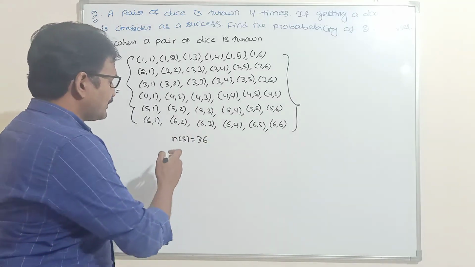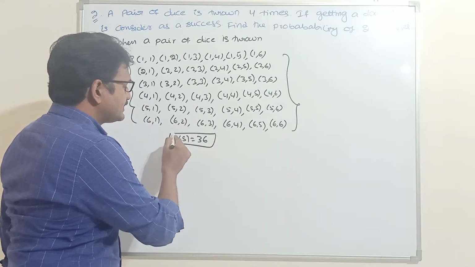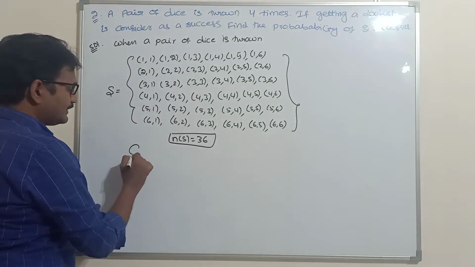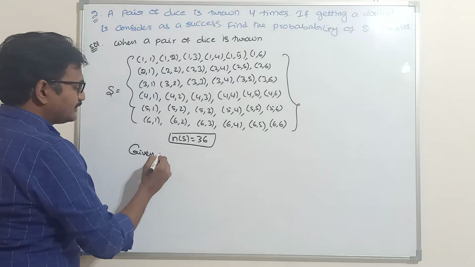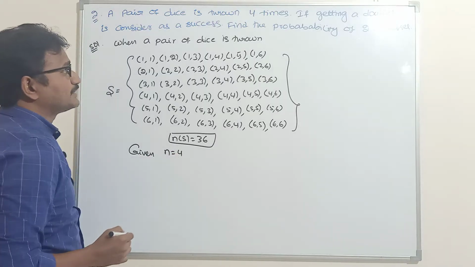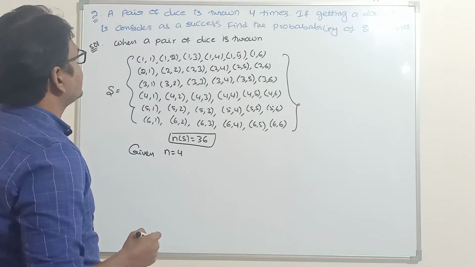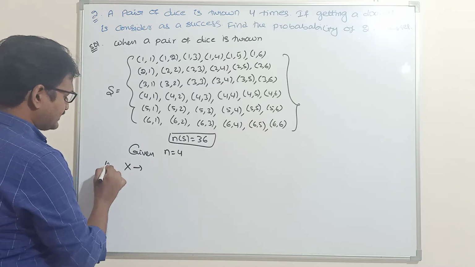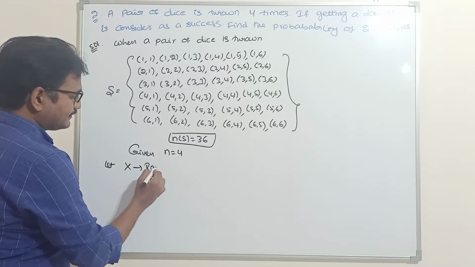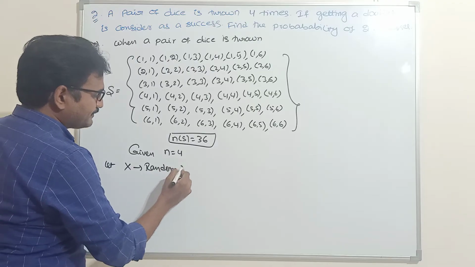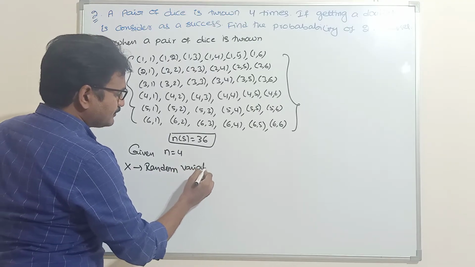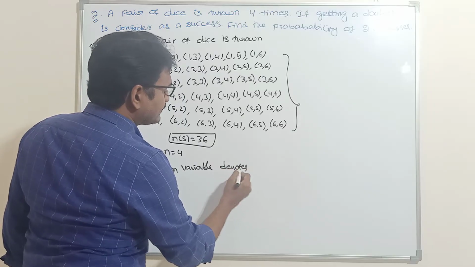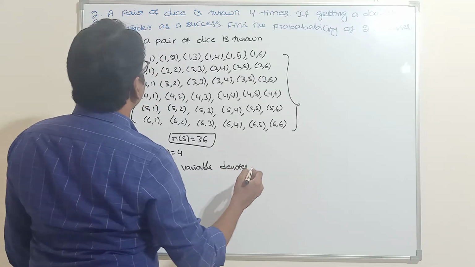Total number of sample points, how many will come? 36. So how many times are we throwing the dice? Given number of times: 4 times. Next, if getting a doublet is considered as success, let x be a random variable that denotes getting a doublet.